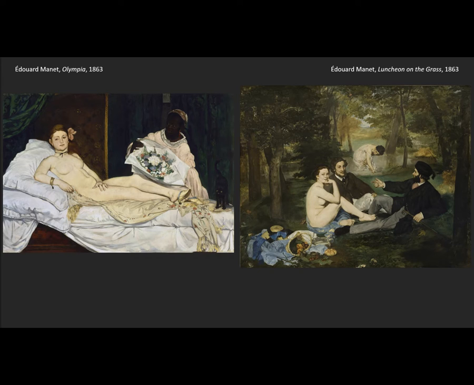The other work that was painted the same year as the Olympia, and both of these are fairly large, like 5 or 6 feet across, was the famous Luncheon on the Grass. And where the Olympia he held on to for 2 years, he didn't exhibit it in the Salon until 1865. The Luncheon on the Grass went into the Salon in 1863, right? Submitted it that year as one of his official submissions. Remember, it's sometimes annual, but mostly biennial. So these were subsequent Salon pictures.